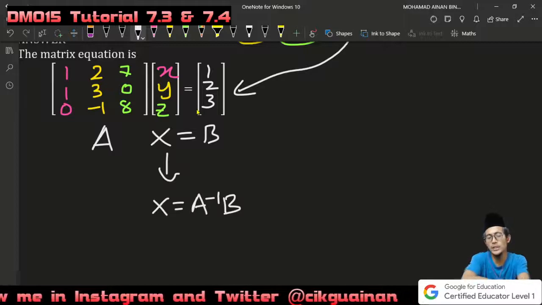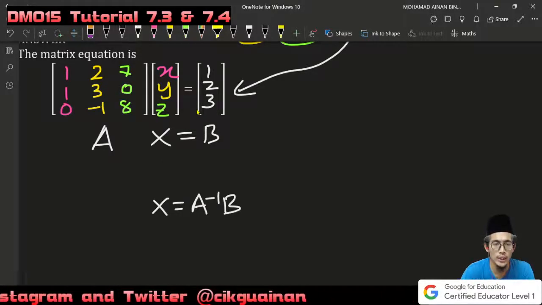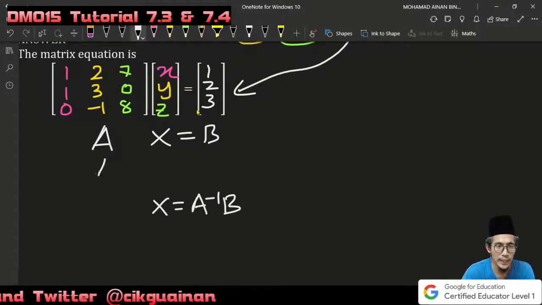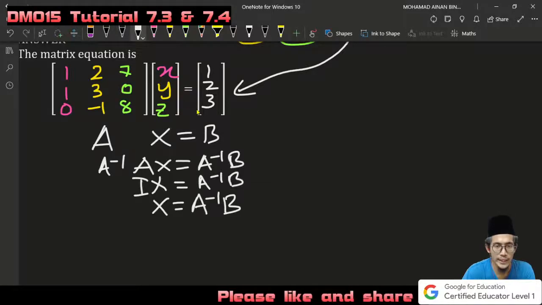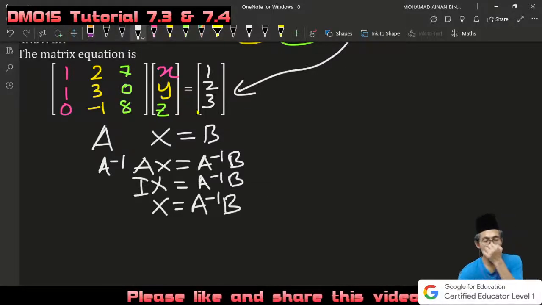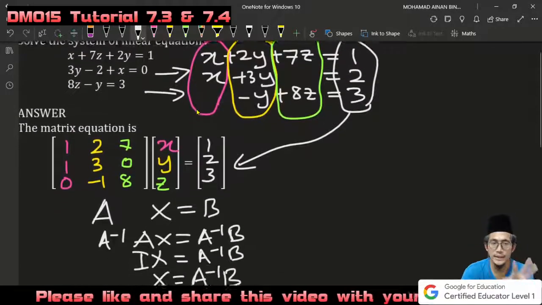Okay, nak buat macam ni terus pun boleh. Tapi kalau kamu takut, kamu boleh buat semula. Okay, yang A inverse tu, no problem. Boleh buat semula, tak ada masalah. Okay, and then dapat I kan? Dapat I X sama dengan A inverse B, and then dapat ini. Betul lah tu? Okay, tak ada masalah. So, dari segi konsepnya kat sini dah betul dah ni.